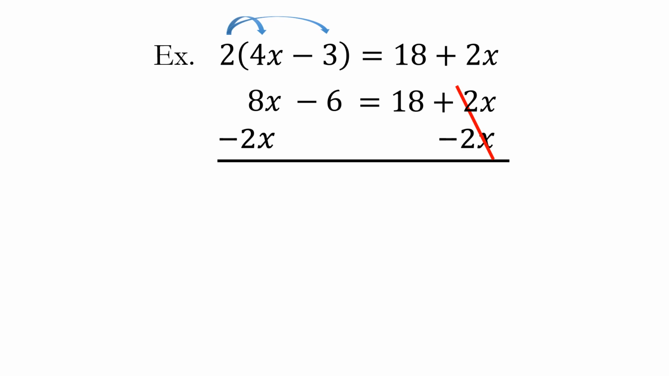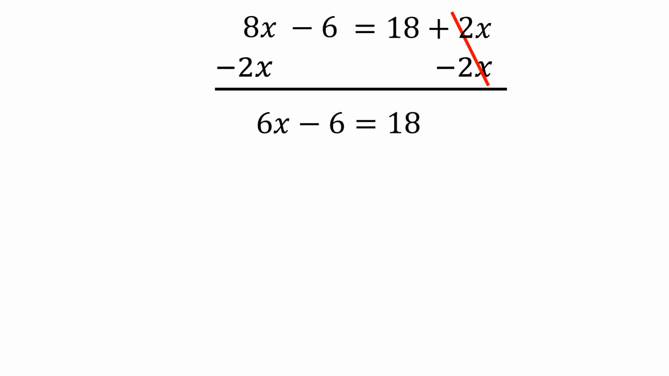8x subtract 2x equals 6x, and we'll bring down the rest of the equation. 6x subtract 6 equals 18. If I cover up the variable for a moment, it's easy to see we have to get rid of subtracting 6. We'll get rid of subtracting 6 by doing the opposite, adding 6.